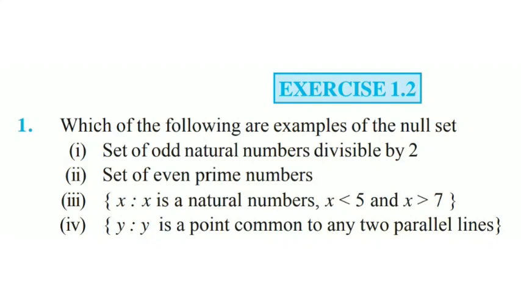The fourth sub-question is the set of all y such that y is a point common to any two parallel lines. We know parallel lines have no common points. The never-intersecting lines are called what? Parallel lines. So parallel lines have no common points, so it is also an example of a null set. So the first one is a null set, the second one is not a null set, and the third and fourth are examples of null sets. Okay, clear?